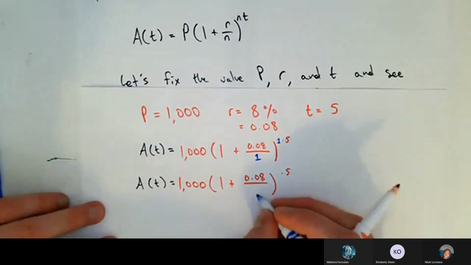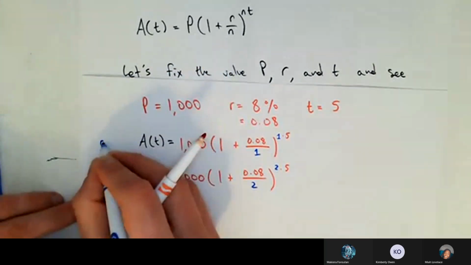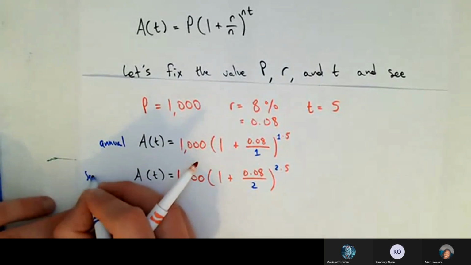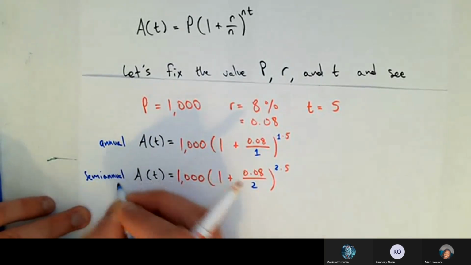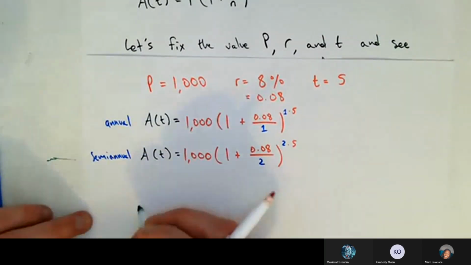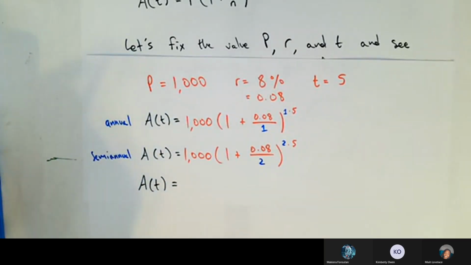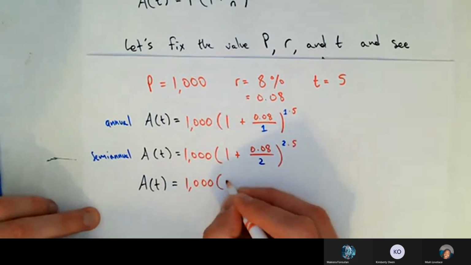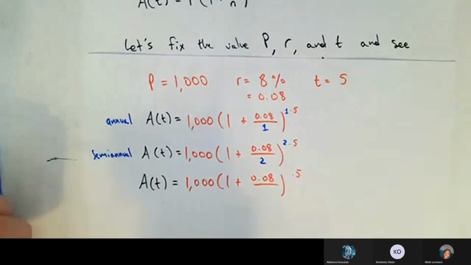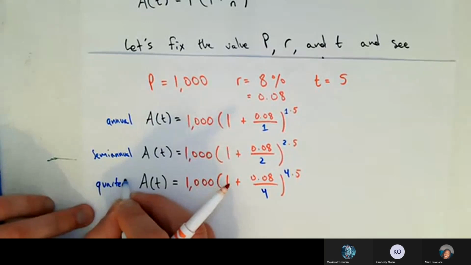So the second one will be n equals 2. So this is for n equals 1, this is an annual compounding. That's just 1 time per year. This would be semi-annual. That's twice per year. The next natural extension of n is quarterly, which would be n equals 4. So I'll say 1,000 times 1 plus 0.08. So n will be 4 in this case. This is for quarterly compounding.